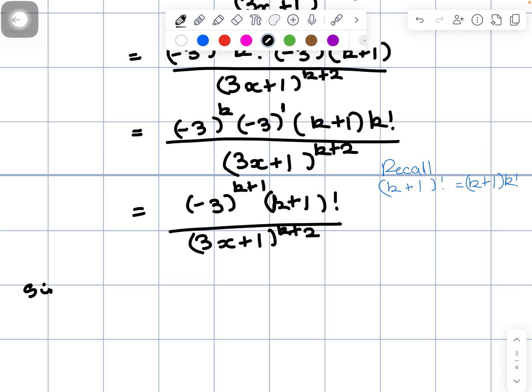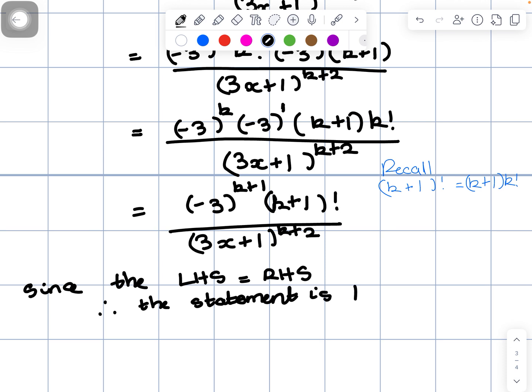So then you comment: since the left hand side is equal to the right hand side, therefore the statement is true when n is equal to k plus 1. Then now that you write the final statement: therefore the statement is true for all n, k belonging to a set of what? Real numbers or natural numbers. It depends on what the question was saying. But yes, you have to have that final conclusion.